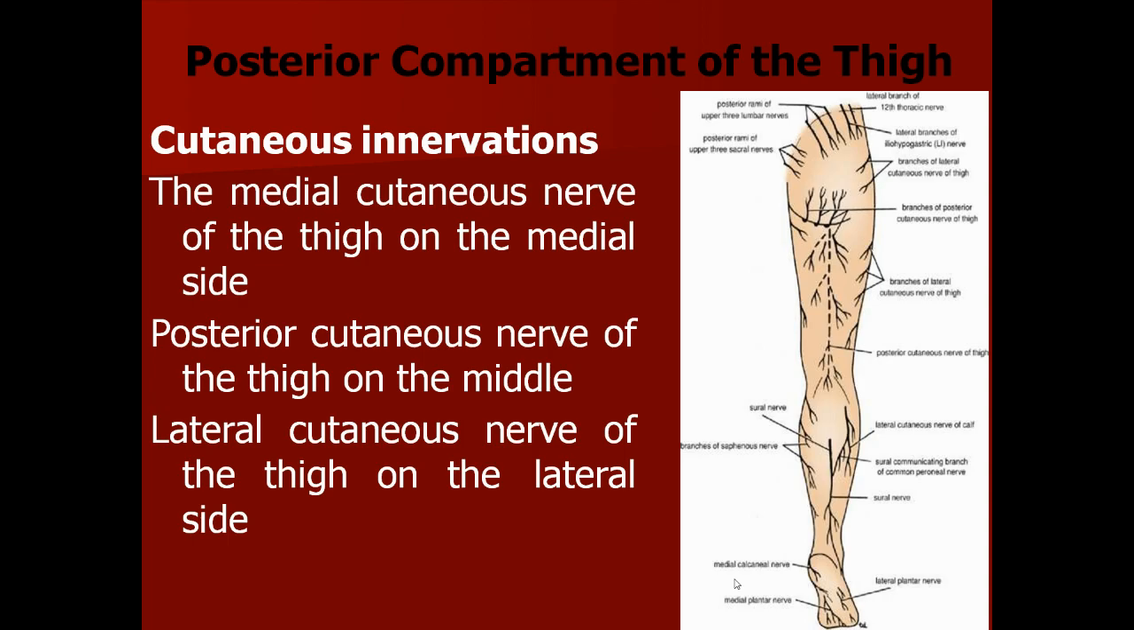And now we will see the posterior compartment that is situated in the thigh. First we will see the cutaneous innervations: the medial cutaneous nerve of the thigh on the medial side, the posterior cutaneous nerve of the thigh in the middle, and the lateral cutaneous nerve of the thigh on the lateral side. So these are the contents that are present in the posterior compartment.